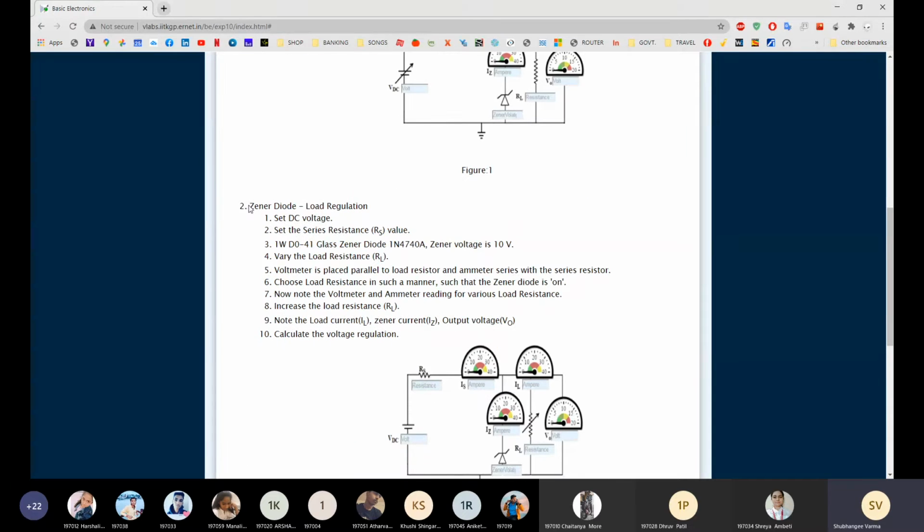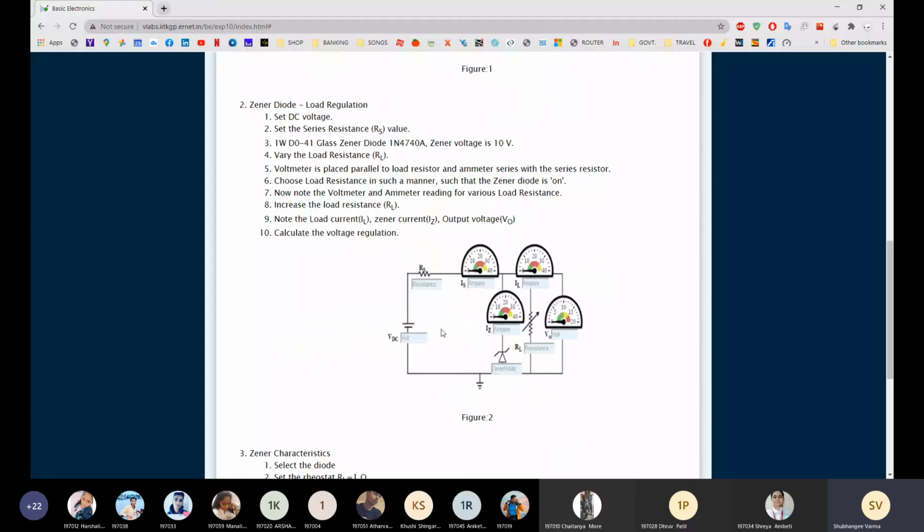And then next we are going to perform load regulation. Load regulation means now we are going to keep our input voltage constant, and we are going to change this resistor. So what is the first step? Set the DC voltage. Then set the series resistance RS. Then we are going to set it as 100 ohm.